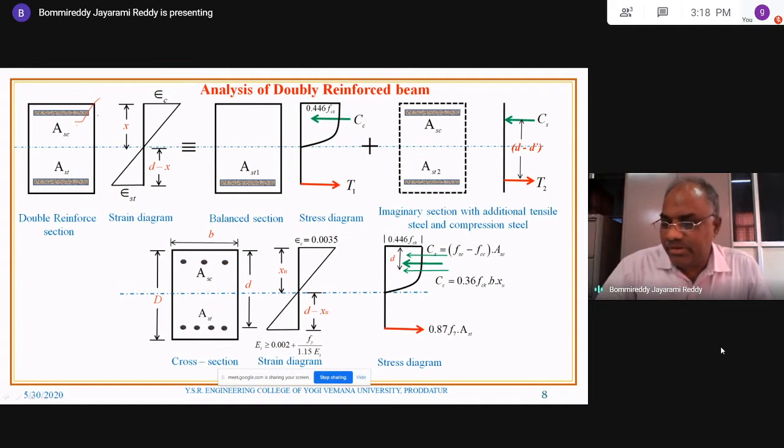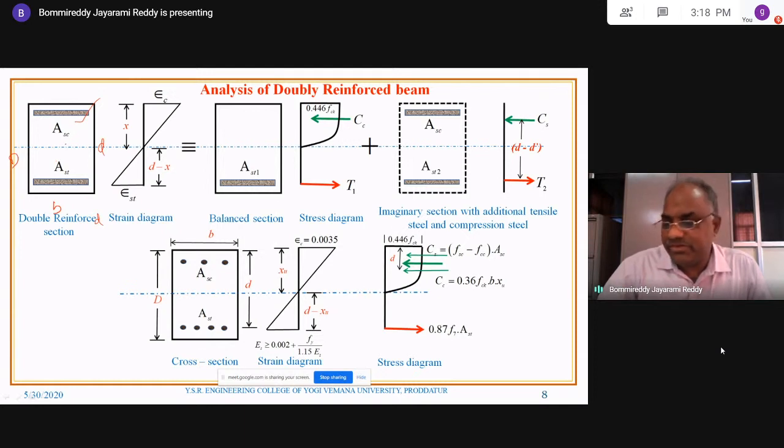Now you can look at the first diagram. It is a doubly reinforced section. It is a section of overall depth D and width B, effective depth d, having tensile steel reinforcement AST, and ASC is the area of the compression steel reinforcement. This is the overall doubly reinforced section.